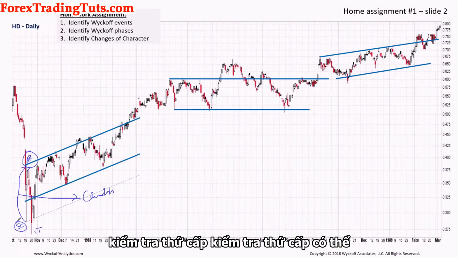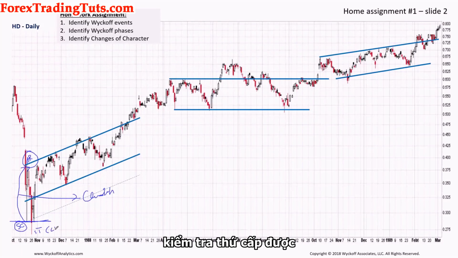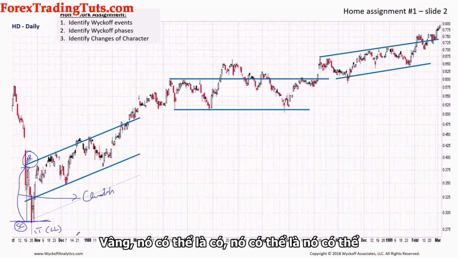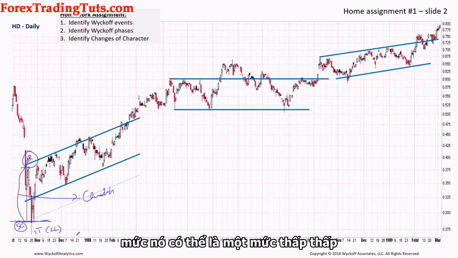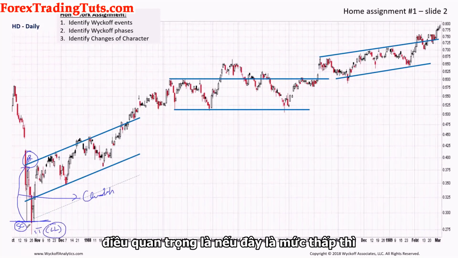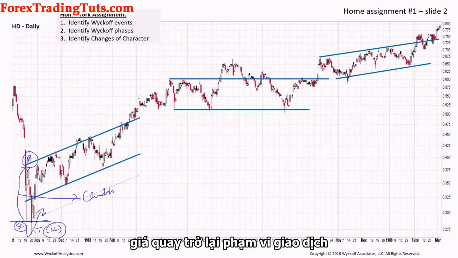Secondary test. Could the secondary test be a low? Yes, it could be. It could be a higher low. It could be at the same level. It could be a low. The key is, if this is a low, does the price come back into the trading range or not?